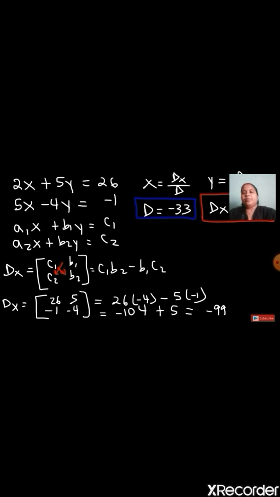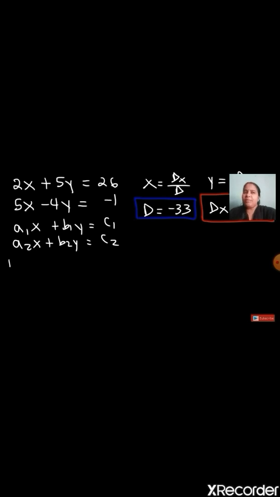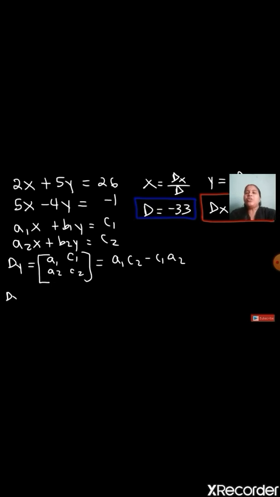Then comes dy. For dy, the general form is, the x coefficient will be same as it is, but in the place of y coefficient, now we need to write the constants, that is c1, c2. X coefficients are a1, a2, and in place of y coefficient, I will write c1, c2. So a1, a2 and c1, c2. Substituting the values from the two equations, a1 and then cross multiplying it, that is a1 c2 minus c1 a2. So let us substitute the values now. a1 a2 is 2, 5 and c1 c2 is 26 and minus 1.